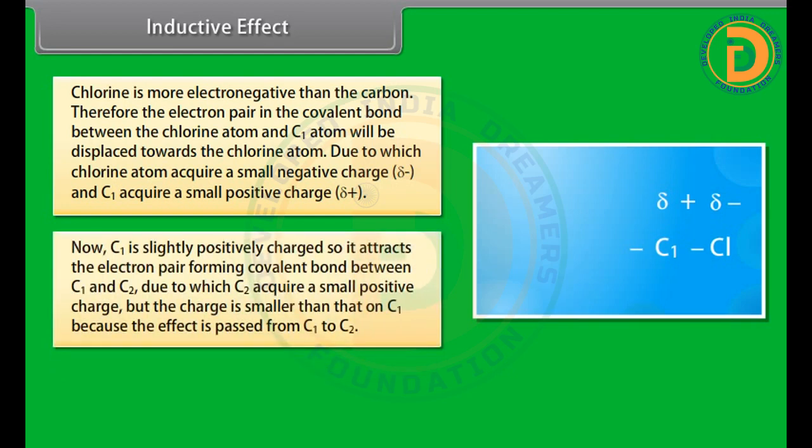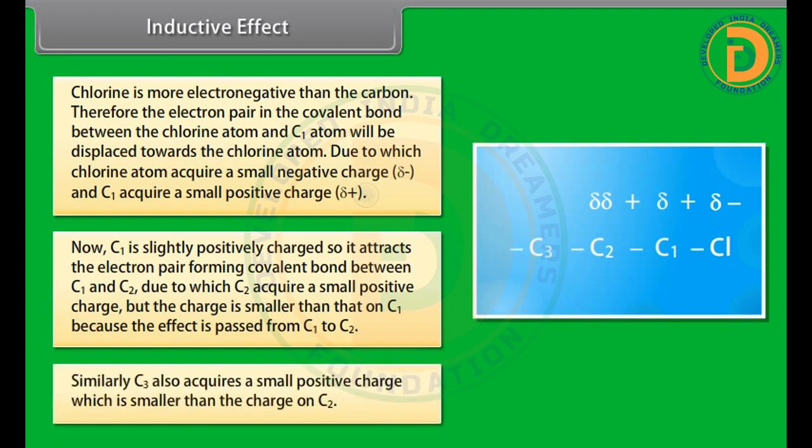Now C1 is slightly positively charged, so it attracts the electron pair forming the covalent bond between C1 and C2, due to which C2 acquires a small positive charge, but the charge is smaller than that on C1 because the effect is passed from C1 to C2.